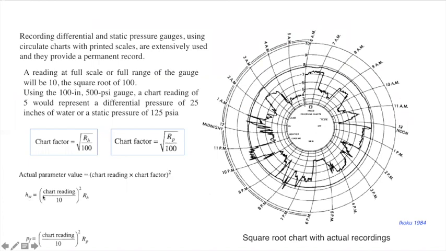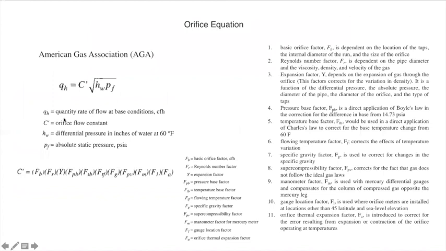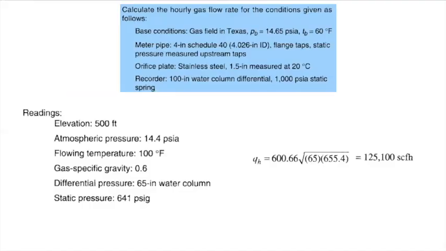So HW equals chart reading divided by 10, squared, into RH. Now you get the value of differential pressure, that is 25.92 inches of water, and the actual static pressure, that is 88.36 psi. Once you have the values of HW and PF, you can find out this quantity, which is called the quantity rate of flow at base conditions. But you also need the value of the orifice flow constant, which is around 0.6, 0.2, 0.8, depending on the manufacturer guidelines. Here is also one example. You can go through it.